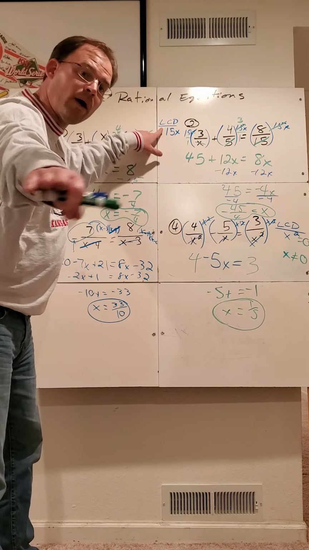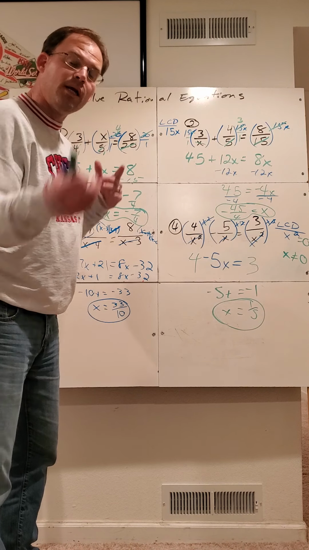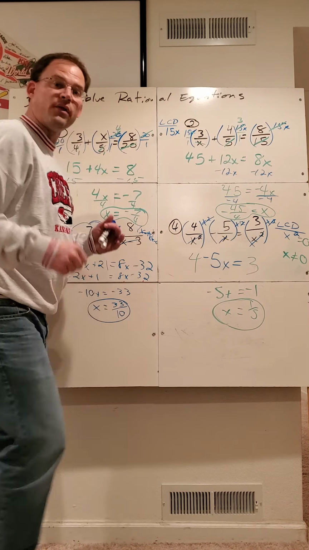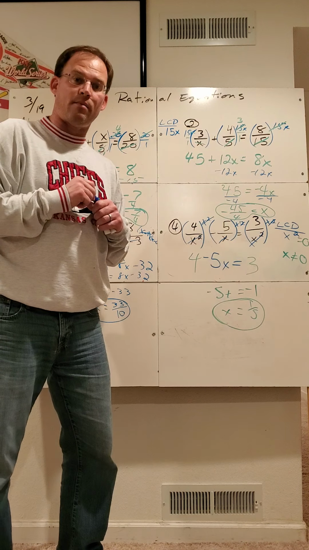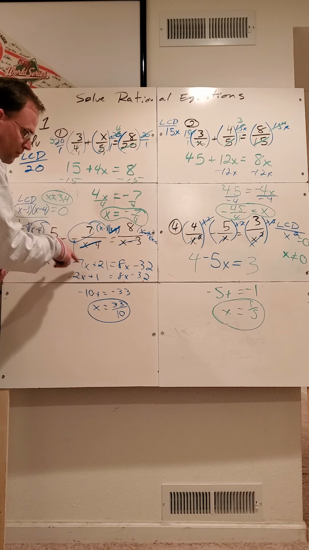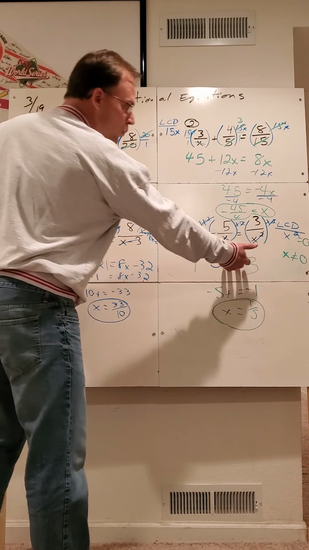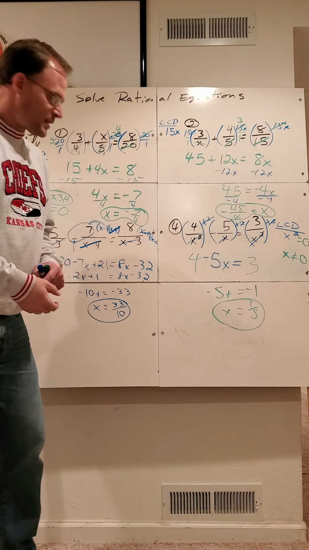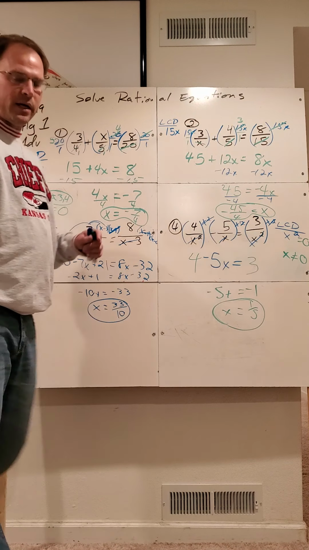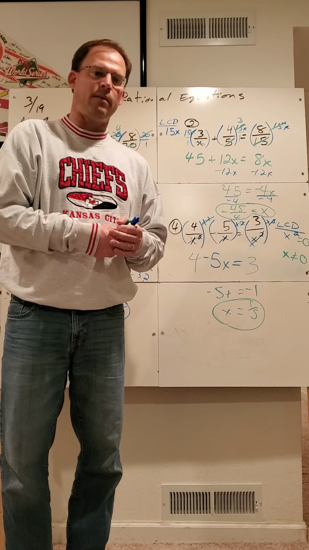Find your LCD. We know how to do that from last chapter. Multiply every part of the equation by your LCD. All of your denominators should be gone. They should simplify to be 1 after you do that multiplication step. Be careful when you have binomials. Distribute. Watch your negative signs. Distribute. And then from there, we've got equations to solve. Get x by itself. If they're already on the same side, combine like terms first, then get the x by itself.